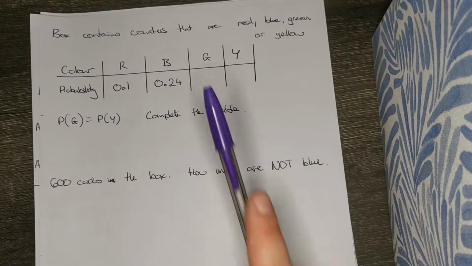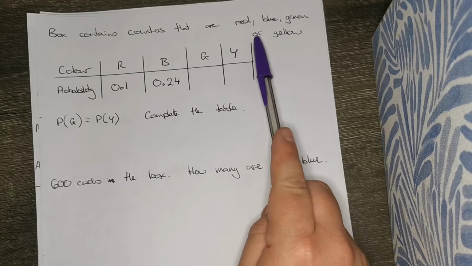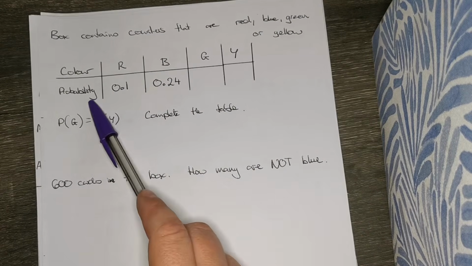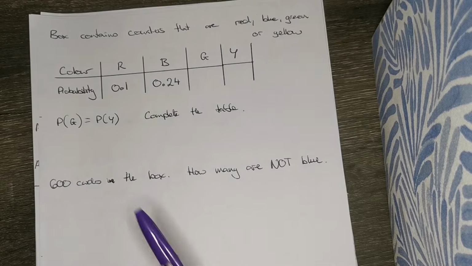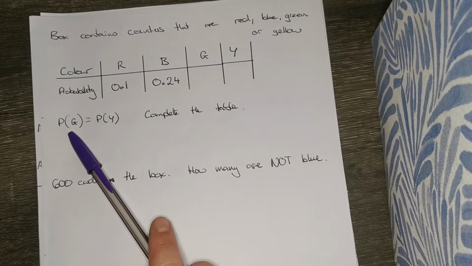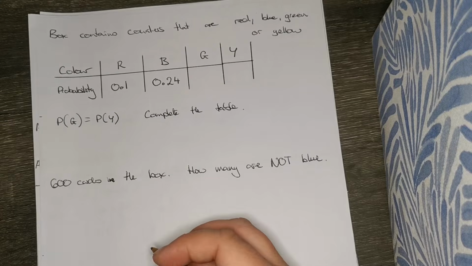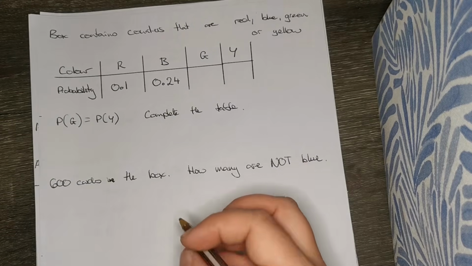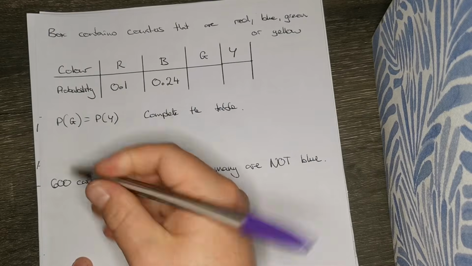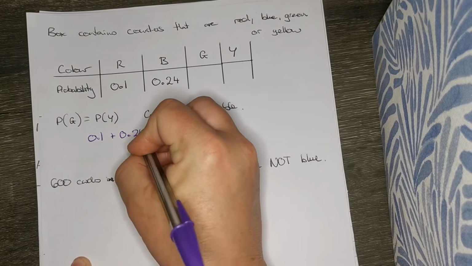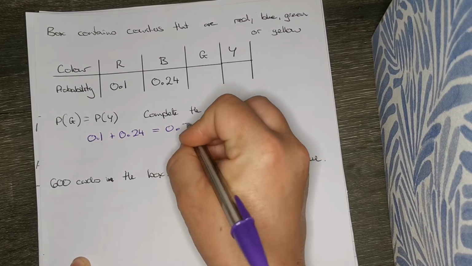Right, a box contains counters that are red, blue, green, or yellow. And I've got this table showing me those colours along with their probability. I get told that the probability of green is the same as the probability of yellow. Complete the table. Well, we should know that probabilities add up to 1, so let's see what we've got so far. So 0.1 add on 0.24 is 0.34.